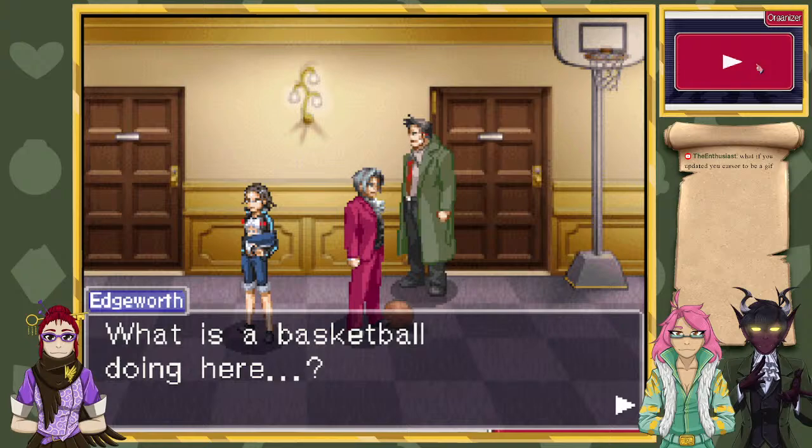I love how we see an NPC and we all agree he's less interesting than a basketball. We know what he's gonna say. Because what is a basketball doing in a hallway of an apartment? Not even an apartment, the prosecutor's office. Yeah, I never thought I'd see this old leathery thing here. Edgeworth pointing at the basketball. Oh man, he's talking about me. What is a basketball doing here?